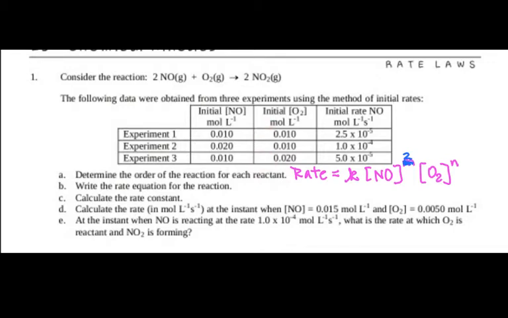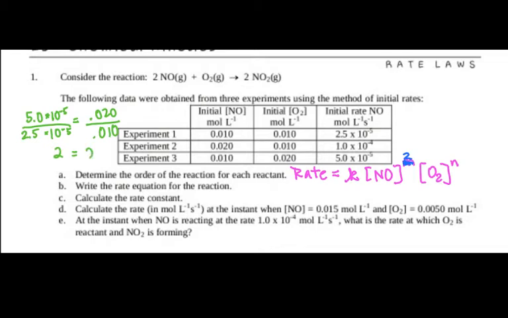So here we go. The rate for experiment 3 is 5.0 times 10 to the negative 5th divided by the rate from experiment 1, which is 2.5 times 10 to the negative 5th. That's going to be set equal to the concentration of oxygen in experiment 3 divided by the concentration of oxygen in experiment 1. So simplifying the left side, we've got a 2.